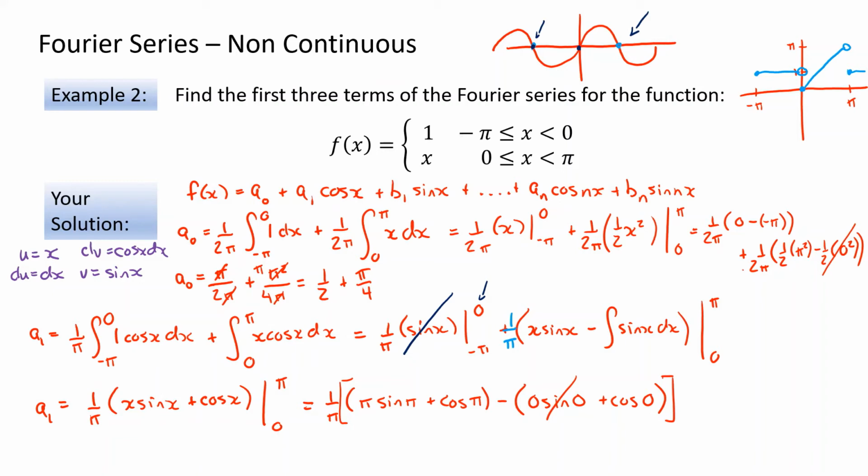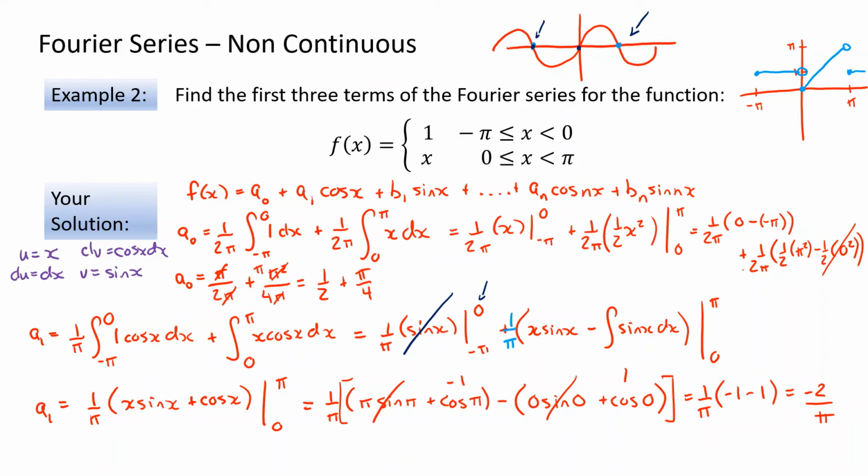So our first term here, sine of pi, remember, is 0, so this will cancel. Cosine of pi is negative 1, and cosine of 0 is 1. So what we are left with here is 1 over pi times negative 1 minus 1. So our answer for this is negative 2 over pi. You see now both of our first two terms, unlike the first example, have been non-zero.